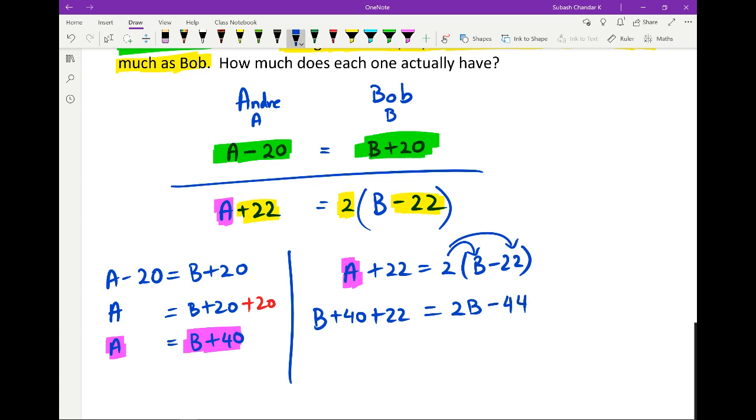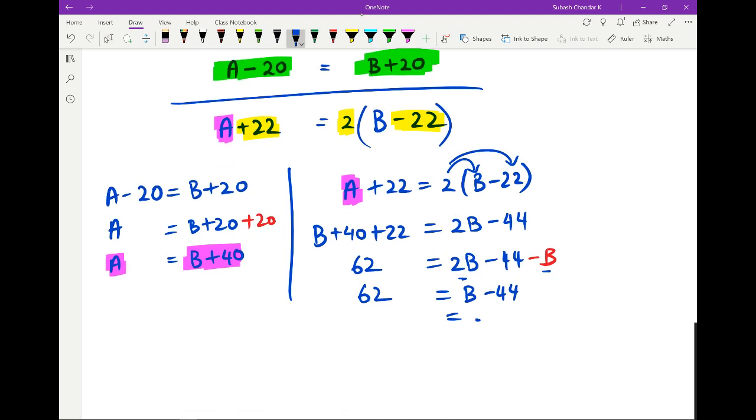So at this point, I've got to rearrange things again. So what have we got? I'm going to bring 40 and 22, I'm going to leave it here, so it's going to become 62 equals 2b minus 44, and shifting the b to the right hand side, so it becomes minus b. So what I've got left over with is 62 equals, now 2b minus b is just b minus 44. So rearranging it now, b is equal to 62 plus 44, which means b is equal to 106.